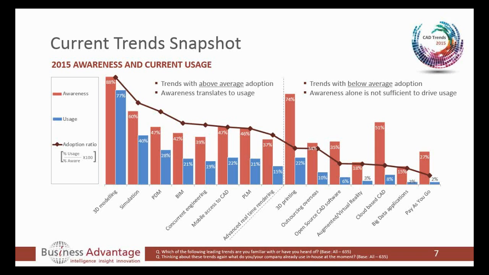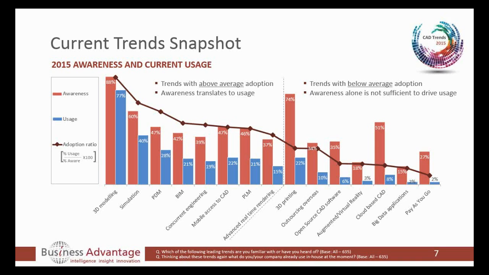And perhaps one of the easiest things to do would be just to take an example here. If we look at solid modeling, 3D modeling, on the left-hand side of the screen, we can see that the usage is 77% and the awareness is 88%. If we divide one into the other, we have an adoption ratio of 87.5%. And the line shows that for each of the technologies.